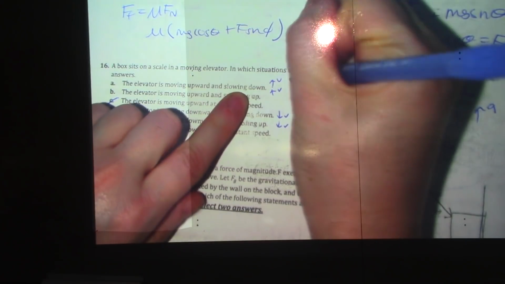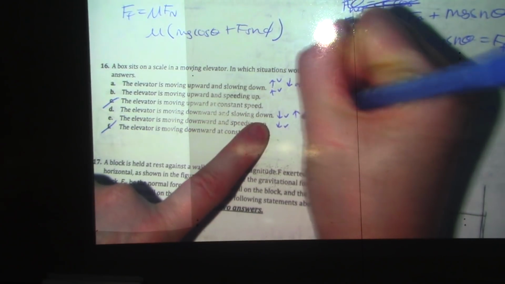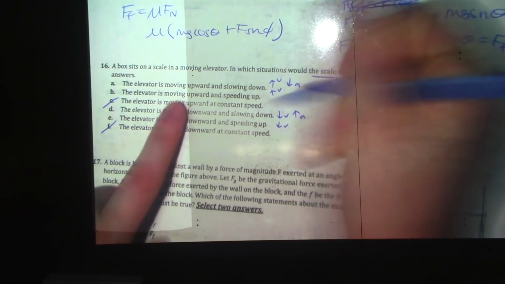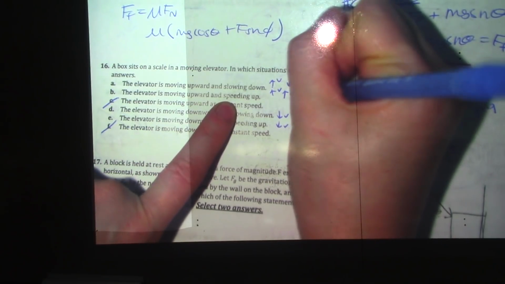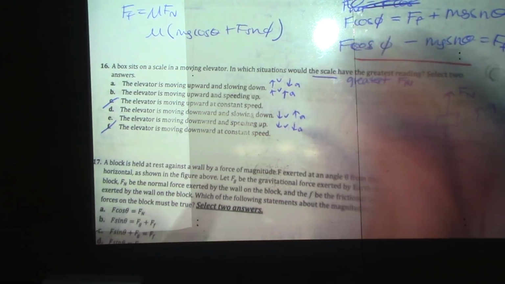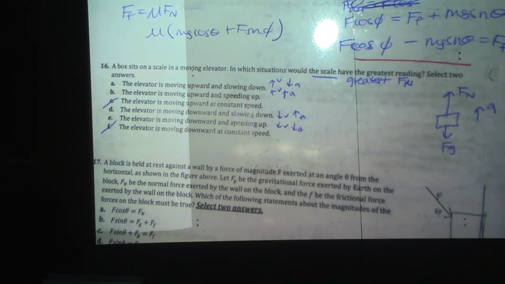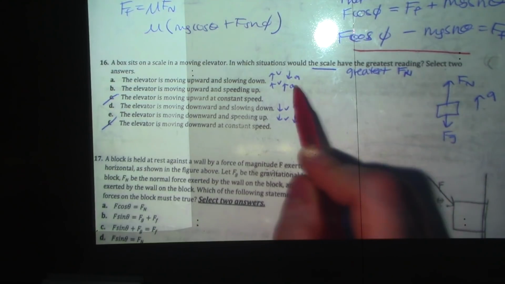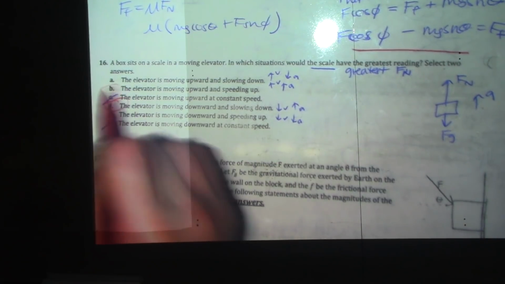Slowing down, I want them to be opposite. So whatever my V is, A is opposite. Speeding up, I want it to be in the same direction. So same direction. And then now I just pick the two that have an upward acceleration, so that would be D and B.